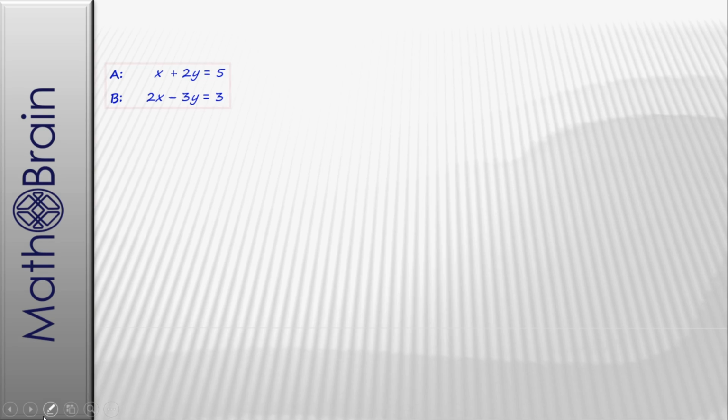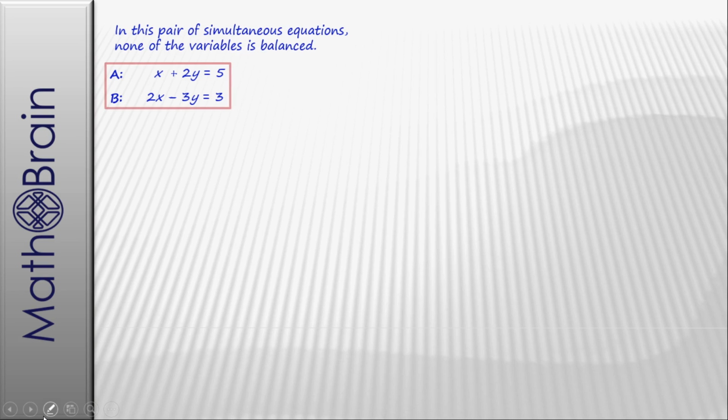Here are two equations. In equations A and B, none of the variables, x or y, is balanced. Equation A has one x and two y's, while equation B has two x's and three y's. None of the two variables, x or y, is in equal quantities in both equations. Let's see what happens when we multiply every term in equation A by 2.